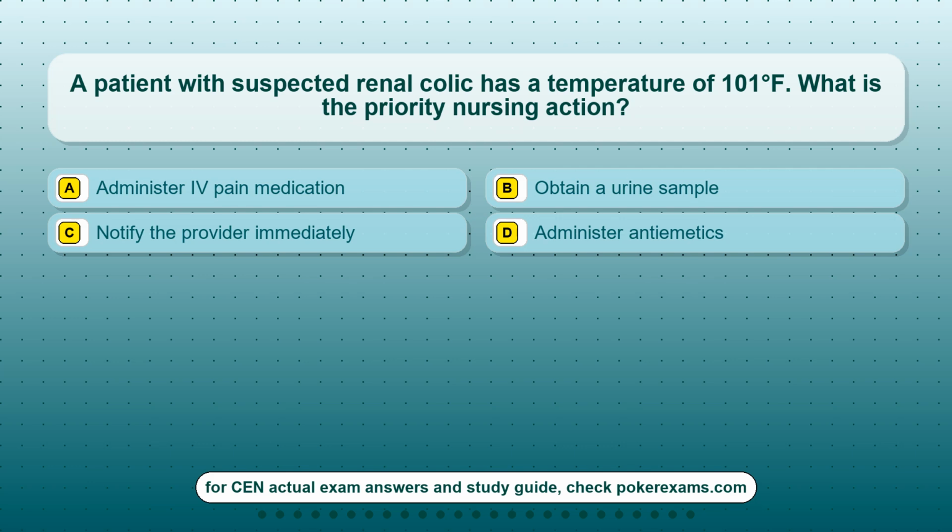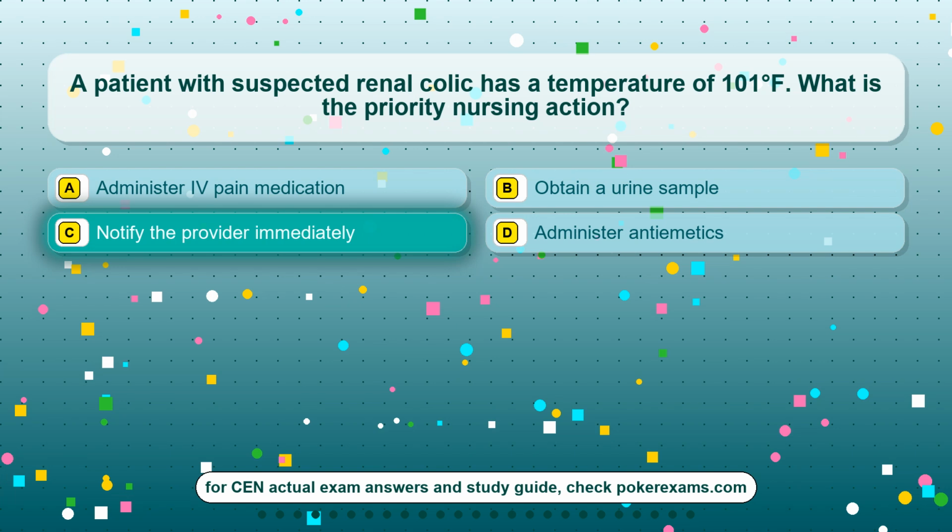Question 1. A patient with suspected renal colic has a temperature of 101 degrees Fahrenheit. What is the priority nursing action? Option A. Administer pain medication. Option B. Obtain a urine sample. Option C. Notify the provider immediately. Option D. Administer antiemetics.